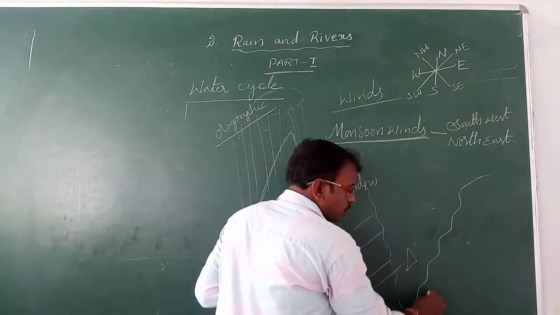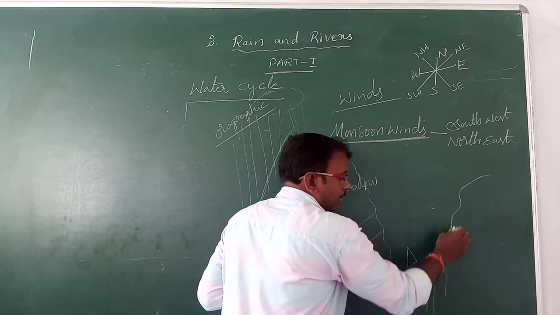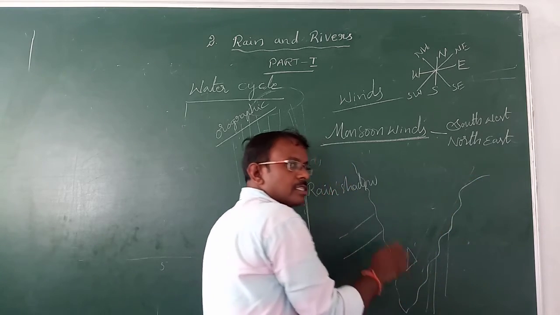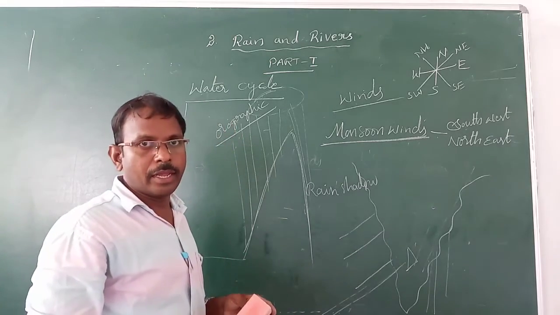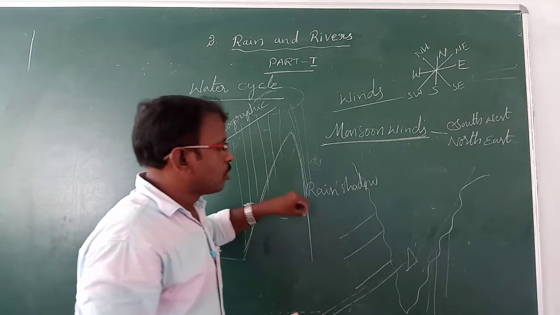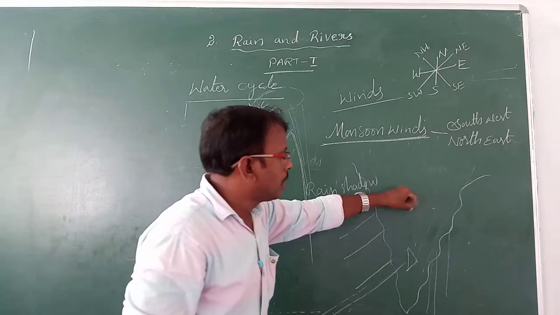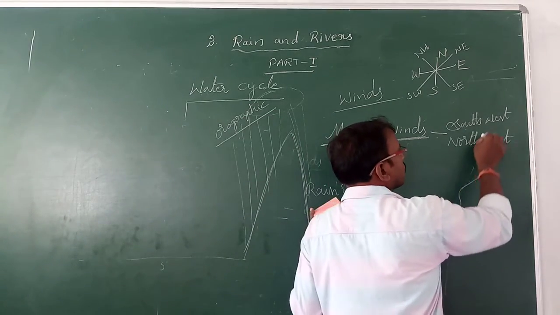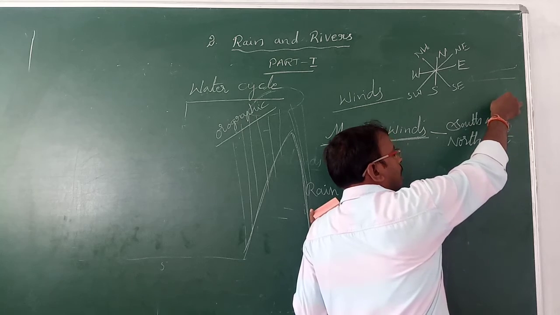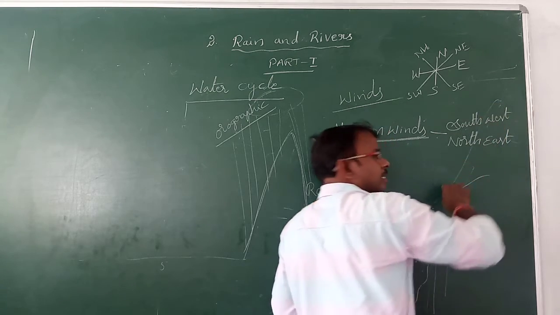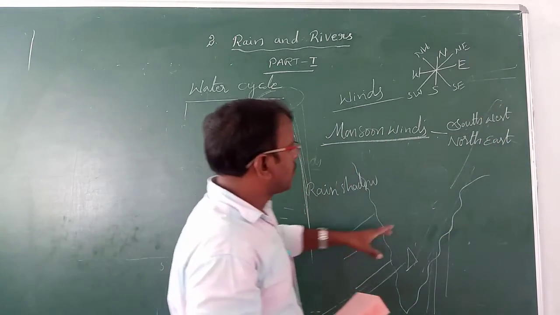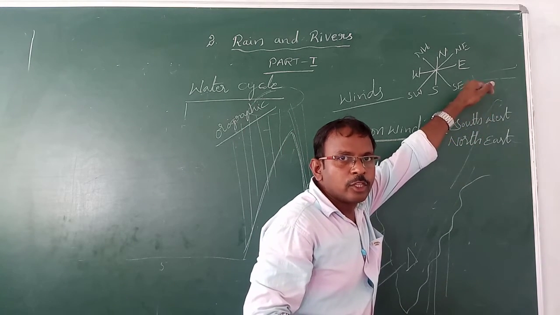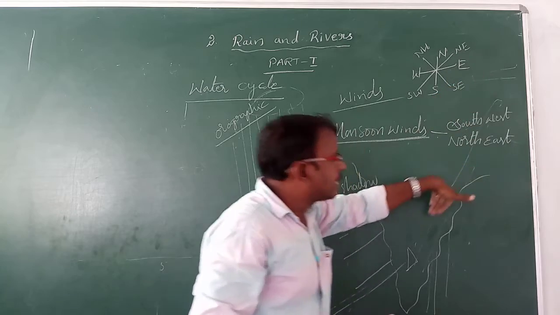Some southwest monsoons come from the Bay of Bengal. Then coastal Andhra and the coastal areas of the east receive more rainfall during that period. From June to October, rainfall will be there. Then the winds reach up to this direction, and then they return. The winds went up to here, then during October they return.